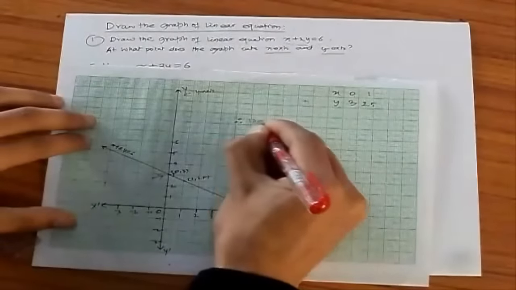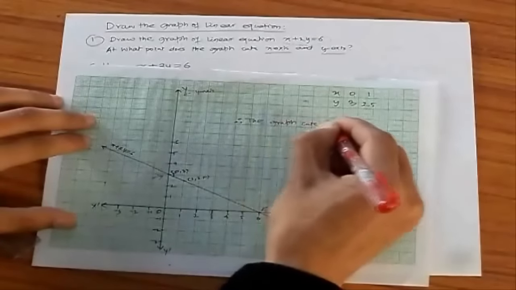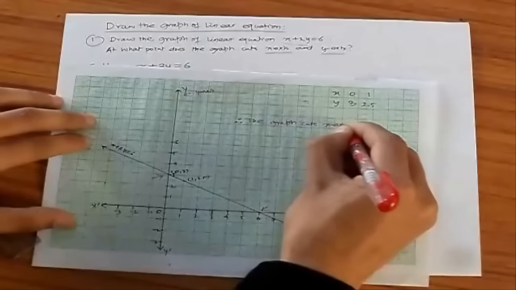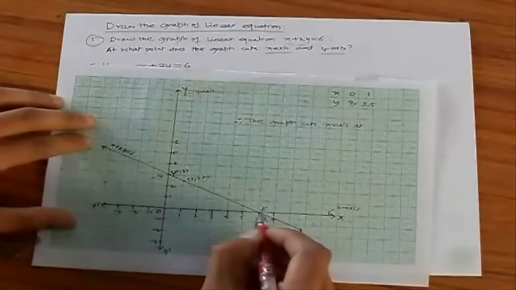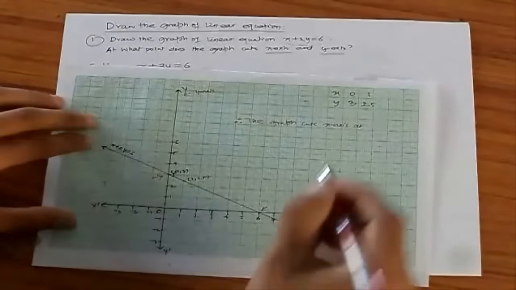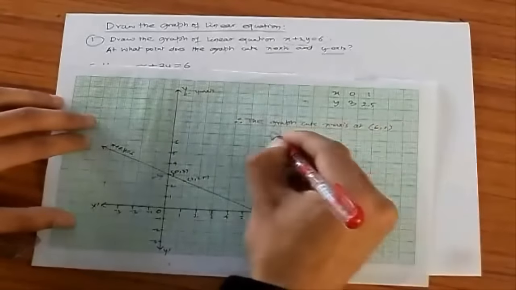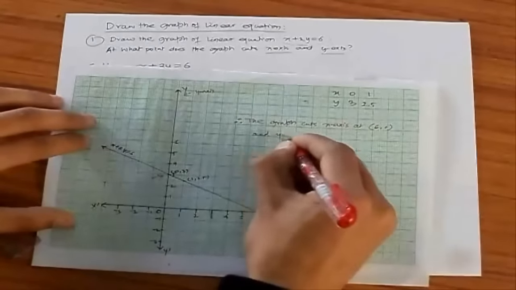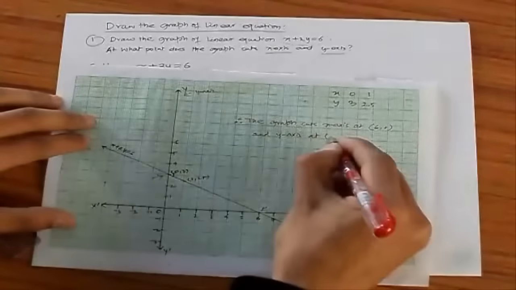Therefore the graph cuts the x-axis at here. Where does it cut the x-axis? Here. So here the x value is 6, y value is 0. So the graph cuts the x-axis at (6, 0) and the y-axis at (0, 3).